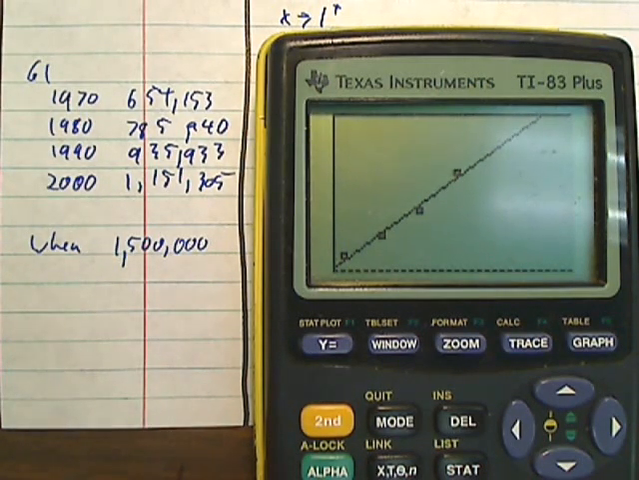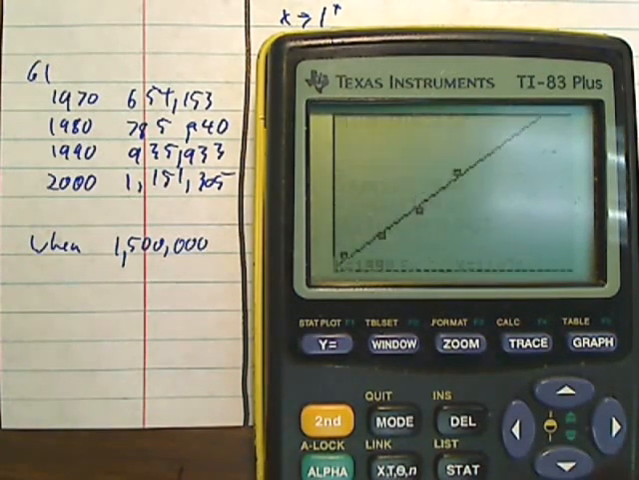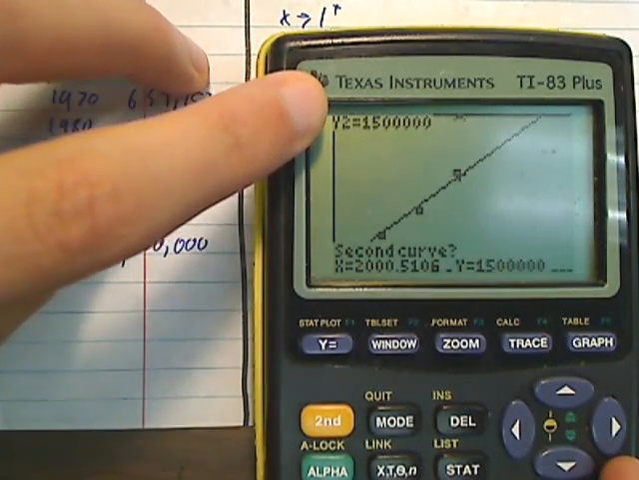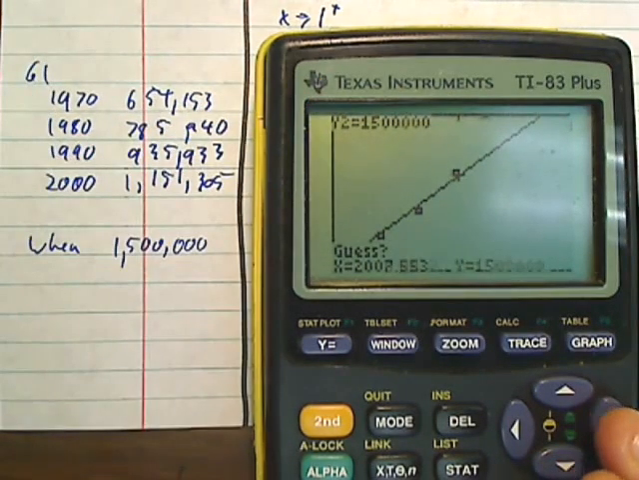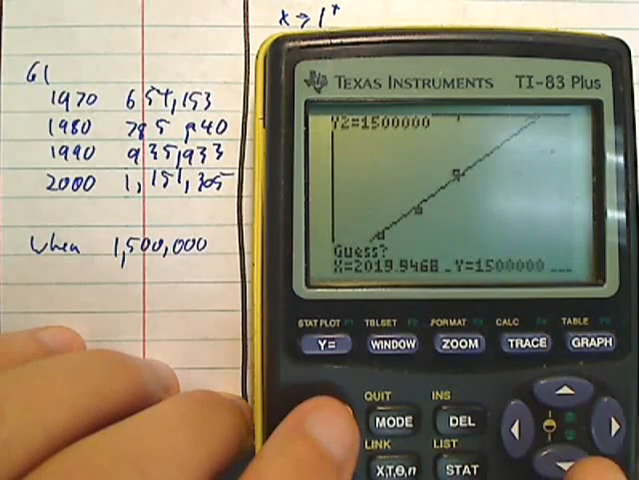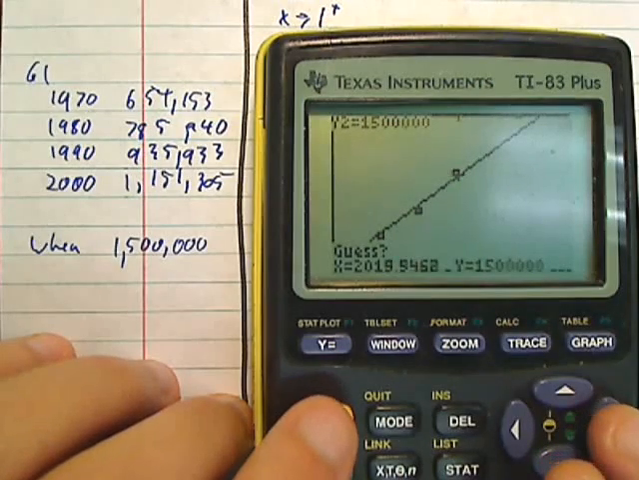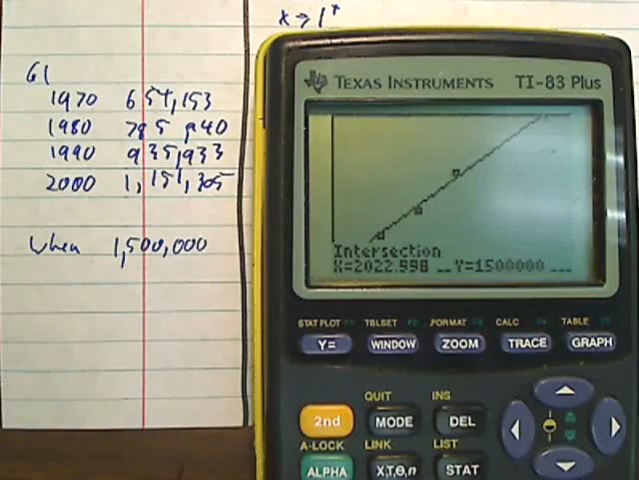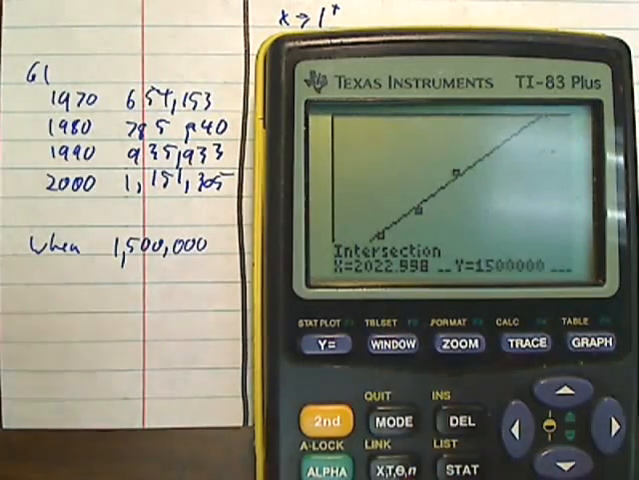So let's find that intersection by using calc intersect. The first curve, the second curve is y2. I'm looking up here for that curve. If you hit second and then the arrow, that'll make it jump a little bit faster. You can get across that line faster. Let's get kind of close there, and that'll make the calculation come a little bit quicker. So 2022.998. Let's say 2023 is the year that they intersect.